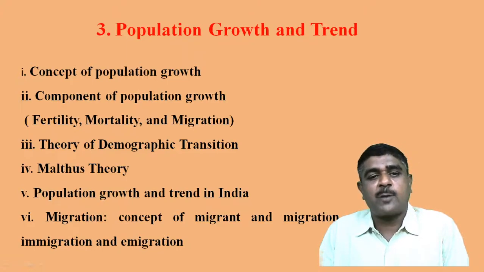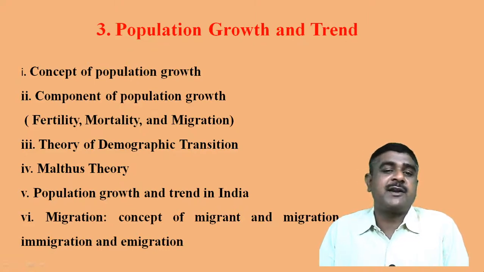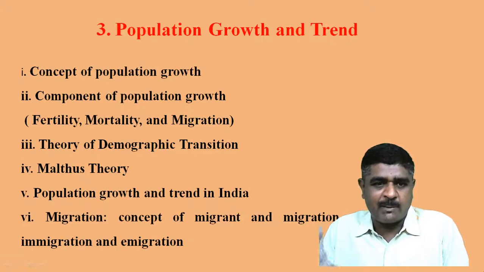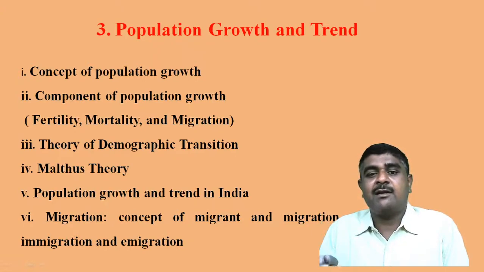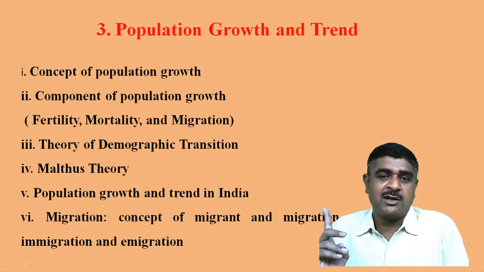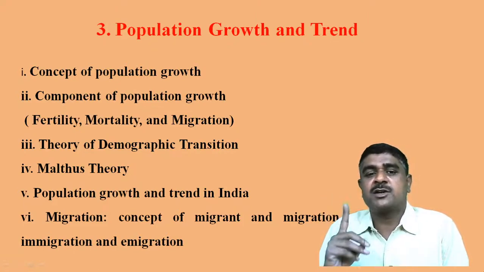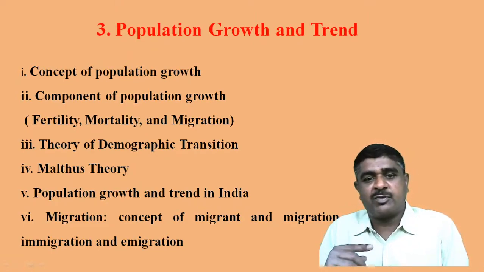Then second subtopic, components of population growth. In increasing or decreasing population, three elements anywhere in the world are very important. They are fertility, which means birth rate, mortality, which means death rate, and movement of people from one region to another region, which is known as migration. These are the three important components of population geography having their impact on population growth.